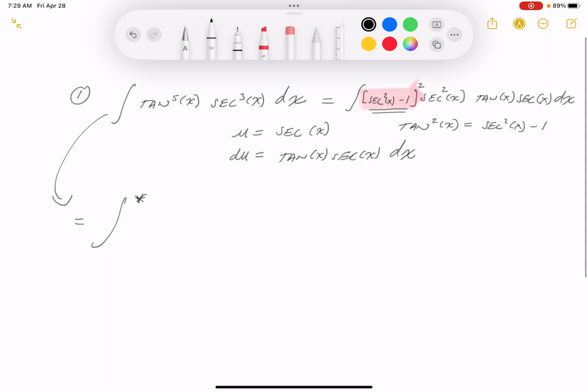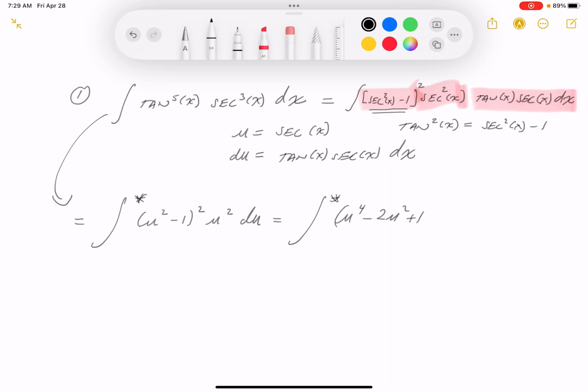All right? So what do you get up here? You get u squared minus 1 squared. All right? Let's do the next thing. This will be u squared. And then the next thing, I'm looking at carefully, and that's going to be tan x secant x dx, which is just a du. So I get a much simpler problem now. I still need to expand it, and I'll go through that one step at a time. So it's going to be u^4 minus 2u squared plus 1 times u squared du.